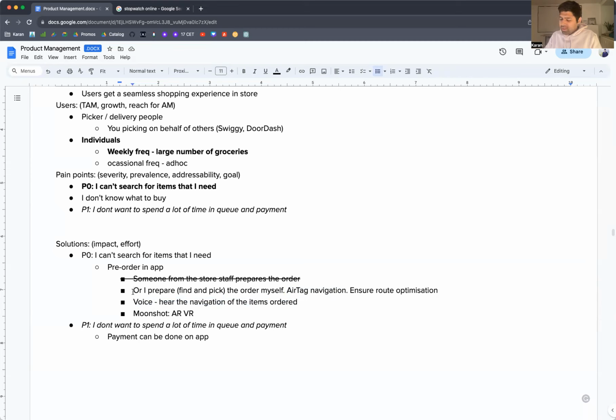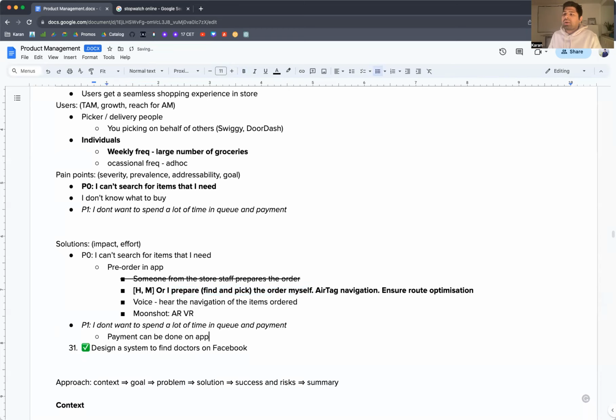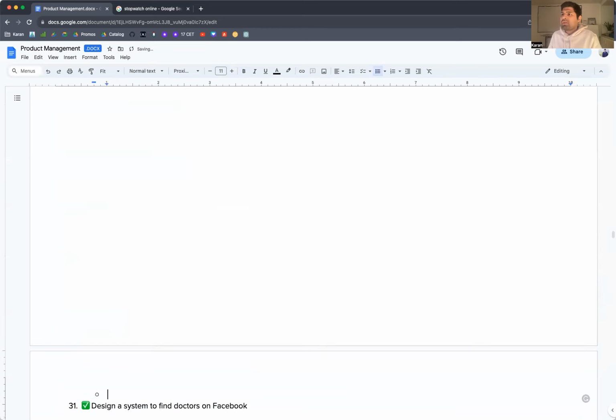But just to begin things with, I think I would prioritize this particular solution, as this is more or less a high impact solution and a low to moderate, or maximum moderate, effort solution to enable route optimization, ensure proper navigation, and then I am going to spend the least amount of time in the store, and I'm actually going to get a proper premium experience.